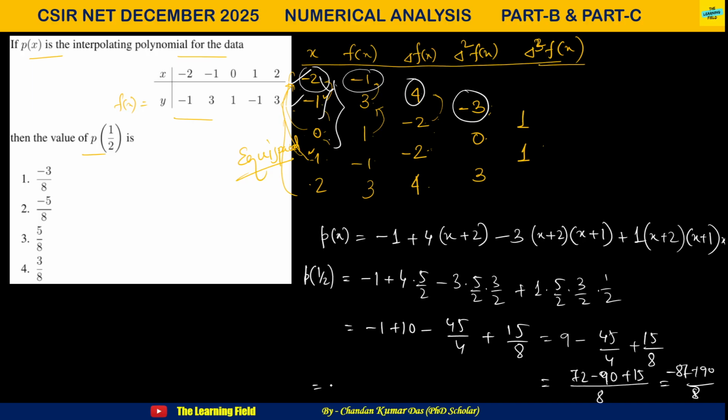So this is equal to minus 3 upon 8. So the answer is option A, minus 3 upon 8.